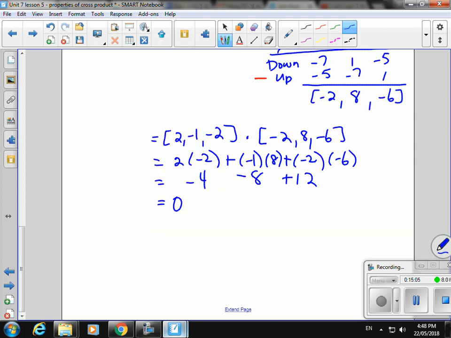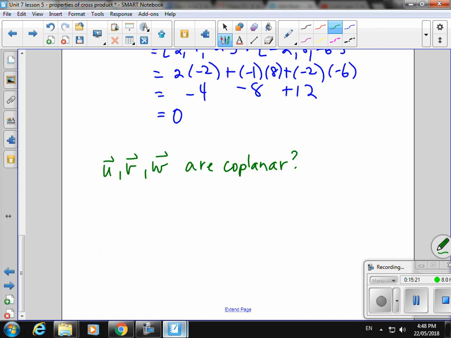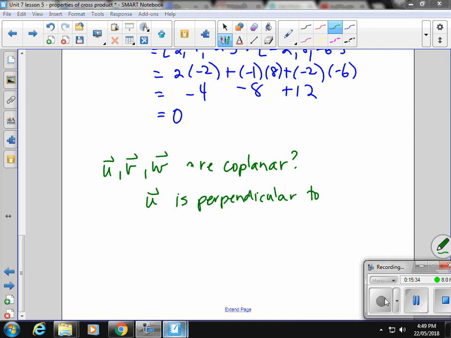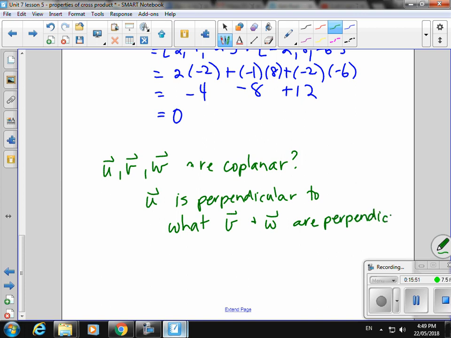So my premise to you is that U, V, and W are coplanar because I've had a 0 from this triple scalar product. Why do I know that? Well, what I know is that U is perpendicular to whatever V and W are perpendicular to. The cross product of V and W gives something that's perpendicular to both V and W. U is perpendicular to that, so they must all be on the same plane.